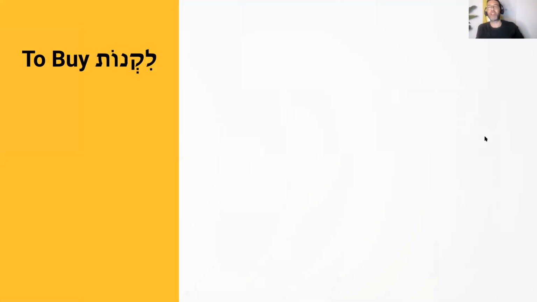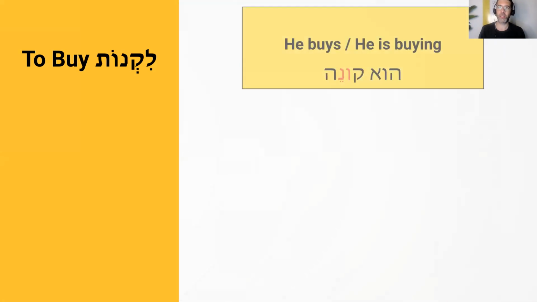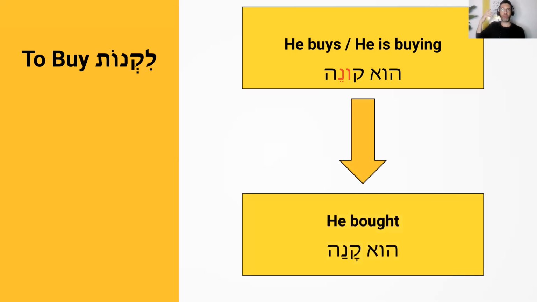Now I want to talk about another group of verbs. I'm going to start with the example of the verb liknot, which is in English to buy something. Present tense of liknot, masculine singular, he buys or he is buying would be hu kone. Basic, easy, right? Very similar to choshev, kotev, a sound, right? So if present tense is hu kone, in past tense, he bought would be hu kana. Kone becomes kana. Makes sense, right? Very easy.